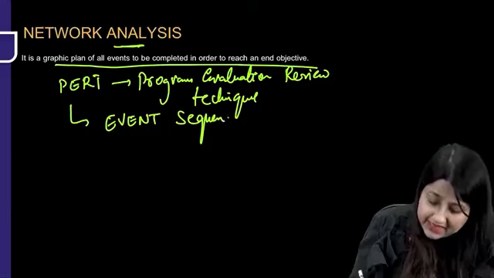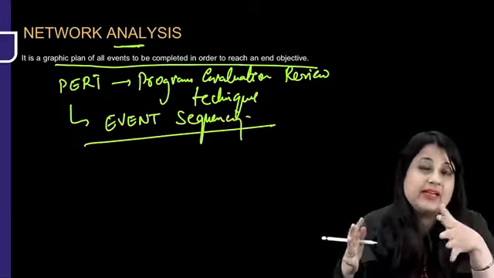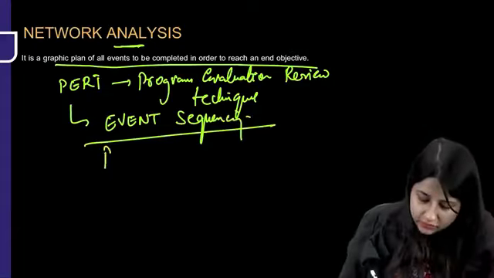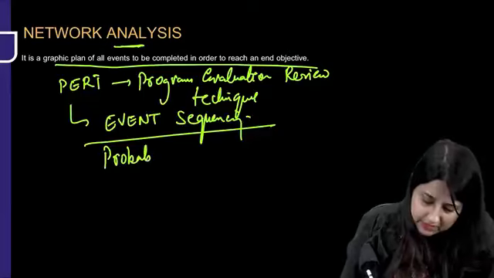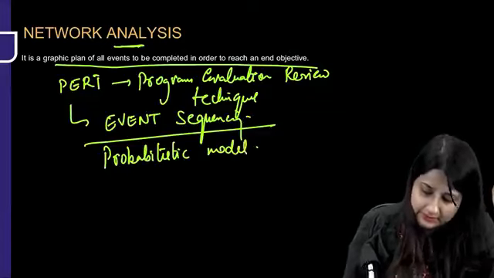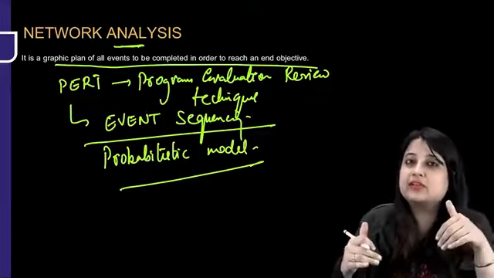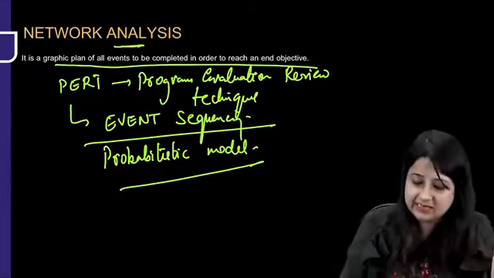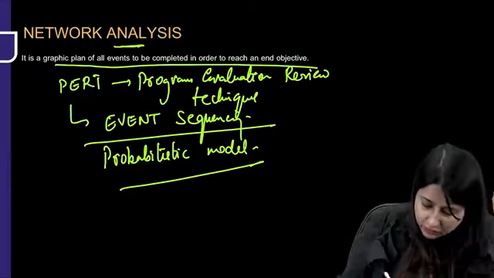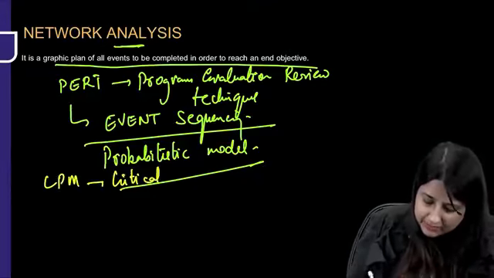What do I mean by event sequencing? It simply means that whatever activities have to be done, the events that have to be done, are arranged in an order. So this is a probabilistic model, okay. Then when we've arranged all the events in an order, we calculate how much time is going to be taken by each of the activities, okay. So that one is known as CPM, okay. That is what? Critical path method, okay.